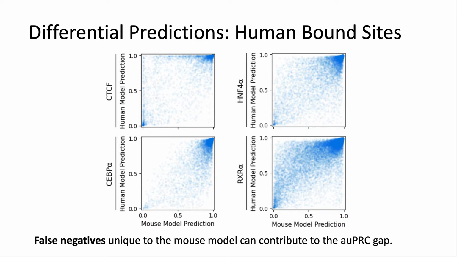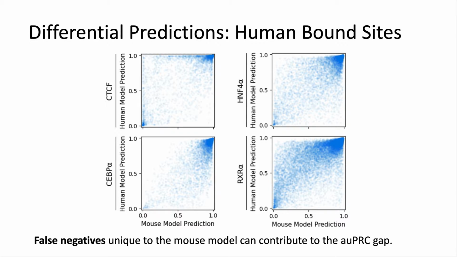In the bottom right corner, for some TFs, we can see some enrichment. There are some false negatives common to both models, but most interestingly, we want to look at the top left corner, which is where false negatives unique to the mouse model would be. And while we see that there are some sites in those corners, generally it seems like false negatives unique to the mouse model might not be a huge driver of the AUPRC gap that we observed.